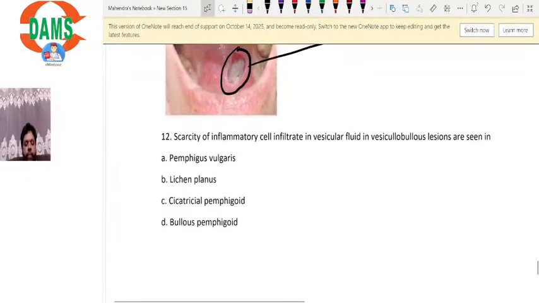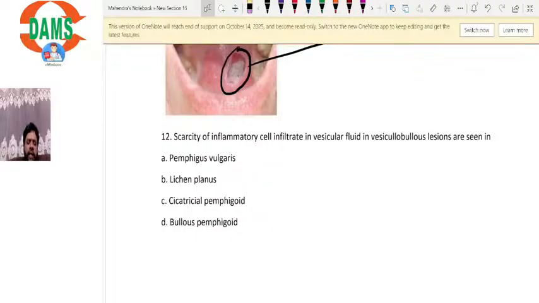Okay. Moving on to the last question here. Scarcity of inflammatory cell infiltrate in vesicular fluid in vesiculobullous lesions is seen in... I'm sorry, I think I have not discussed this question. Out of these 12, 11 are there in the notes. This is the one which, if you apply indirectly, I have told, but not directly.